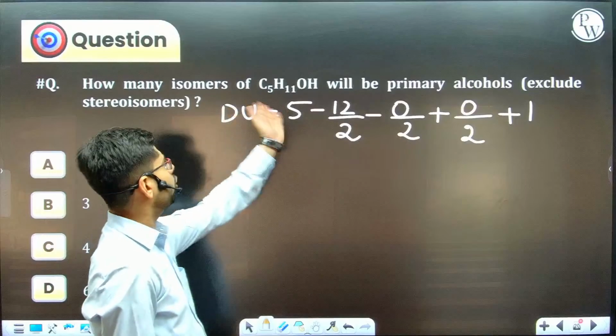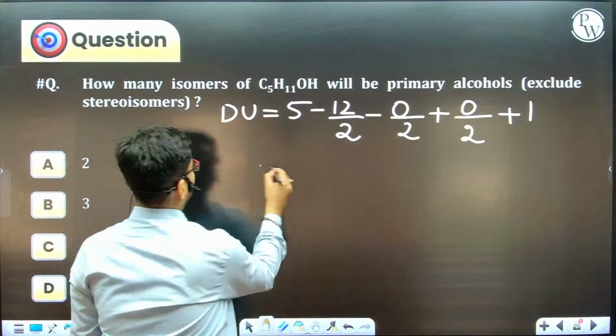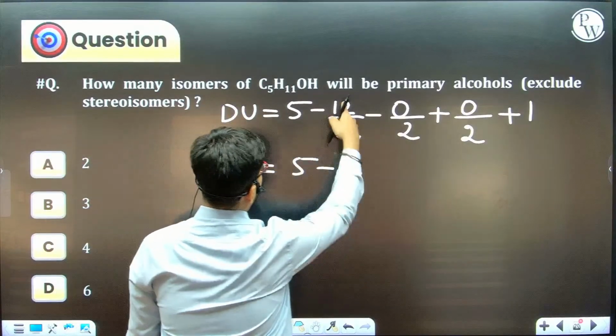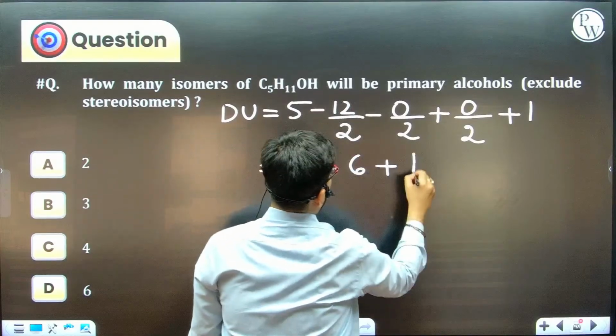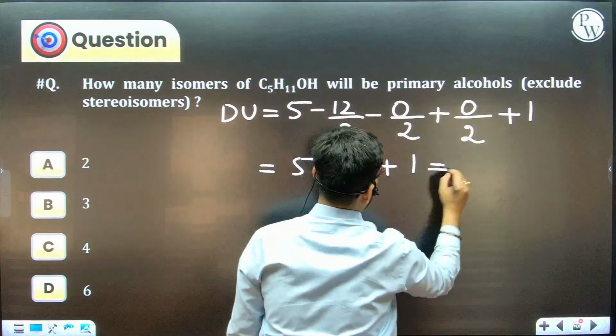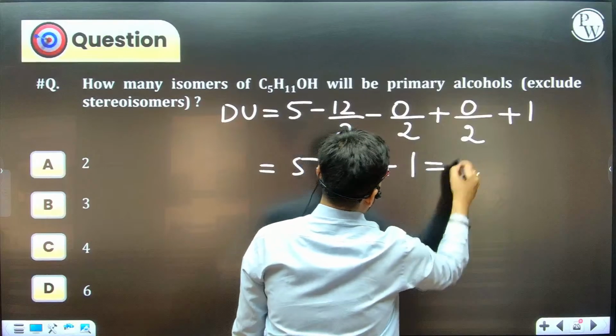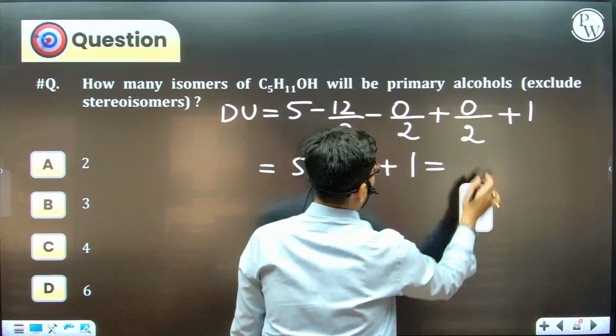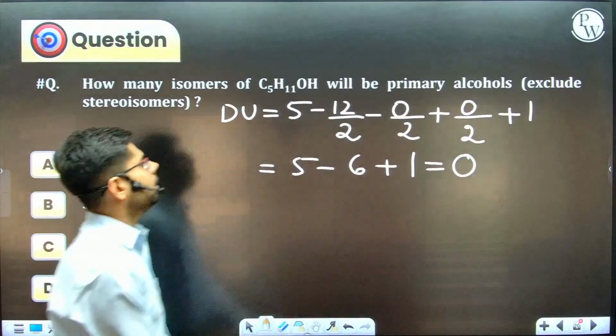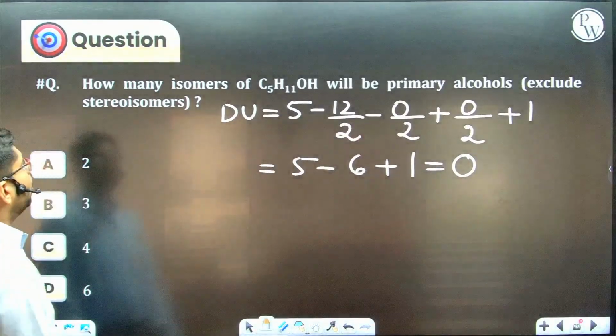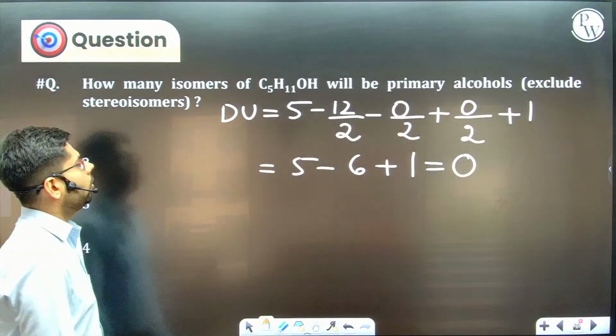Here there is no nitrogen, there is no halogen, right? So what is the value of DU here? 5 minus 6 plus 1, 5 plus 1, 6 minus 6, so 0. Since DU is 0, there is no ring, there is no pi bond. Let's start drawing the primary alcohols.